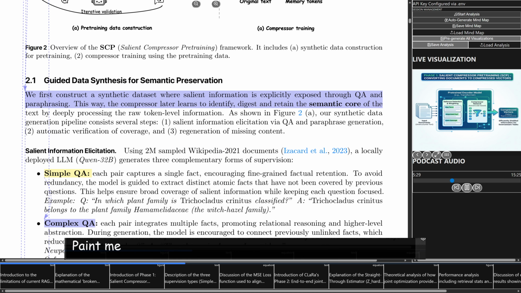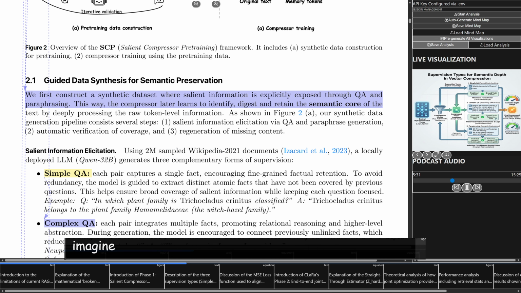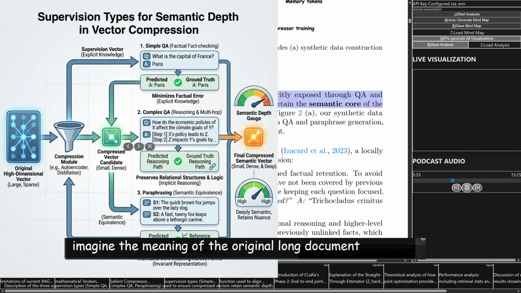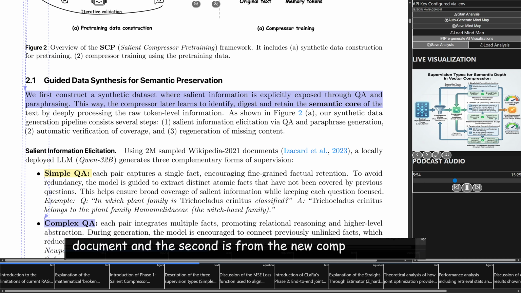Okay, paint me a picture of that tether. How does it work? So imagine the meaning of the original long document is a specific point in this high-dimensional embedding space. You need your new compressed memory tokens to land right on top of that same point, or at least very close. And LMSE is what forces that to happen. Yes. Mathematically, it minimizes the squared difference between two averaged hidden states. The first average being from the full raw document, and the second is from the new compressed tokens.